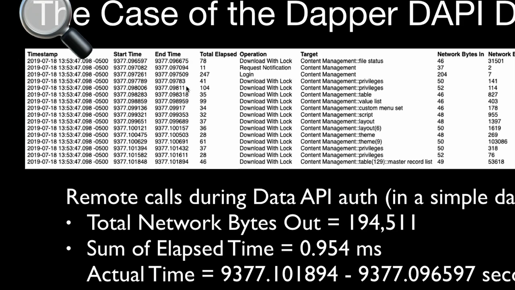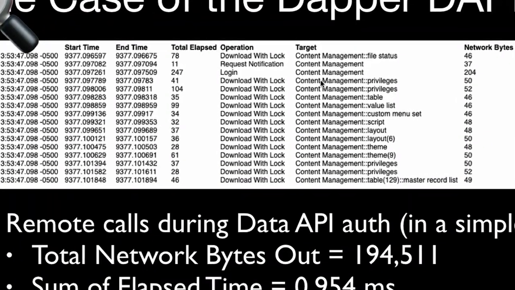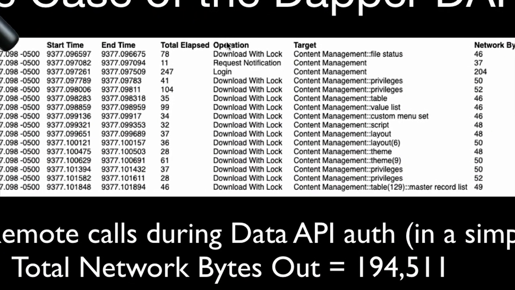And there were less than 25 calls, so we were able to see exactly what happened during the data API login. So let's look at a few details here. The core of this is what's happening with the operation and the target for each of those remote calls. And it's important to understand that these remote calls are not from this developer's program to FileMaker server. These remote calls are between the web publishing engine and the database server.